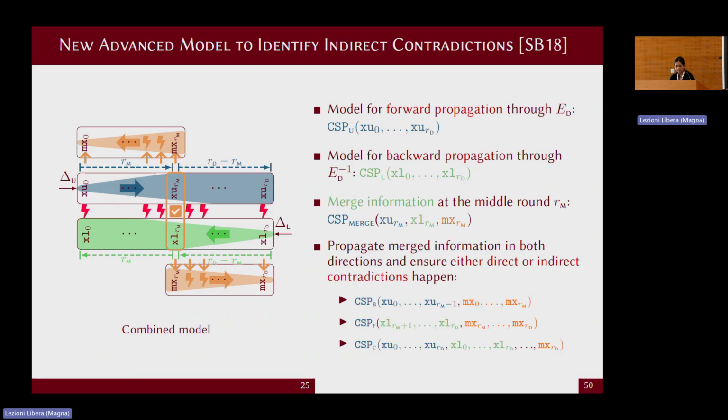And now we propagate the merged information on both sides. And now we are trying to check for any contradiction. It can be with the original forward and backward, that is a direct contradiction, and whatever I have explained, the merged backward with the original forward, and the merged forward with the original backward. So we have incorporated the idea of indirect contradiction into our automated model.